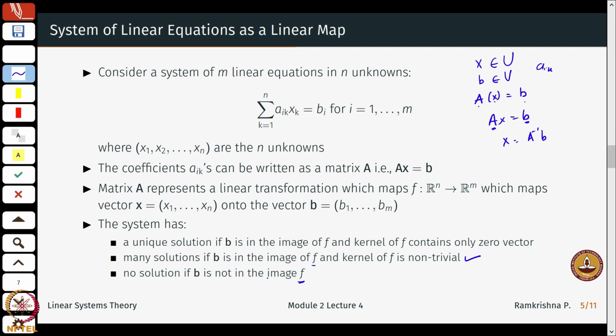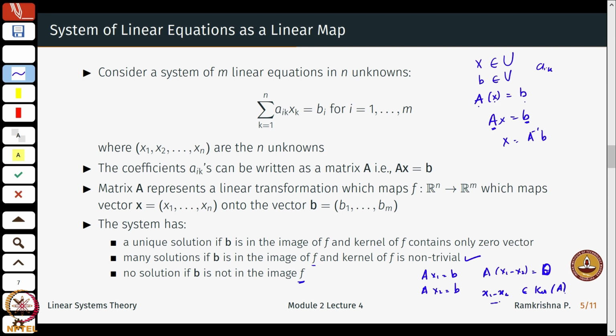Again, I will not do proofs of this, but let us assume that there are two solutions. A x1 gives me b, A x2 also gives me b. A(x1 minus x2) will be the 0 vector. So here I can say that x1 minus x2 is in the kernel of A.